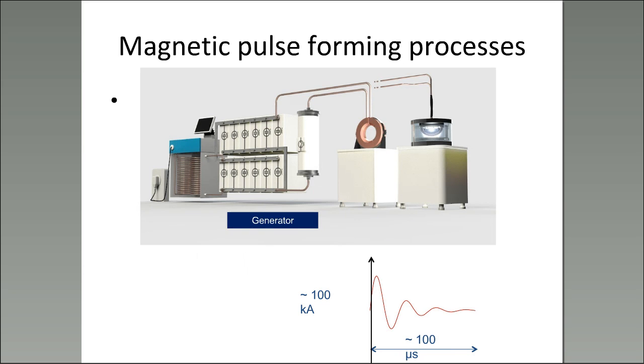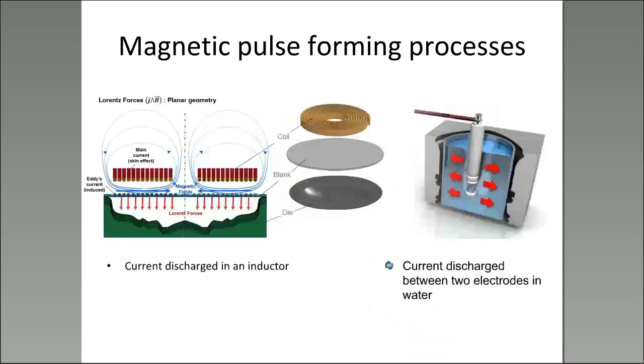You also have magnetic pulse forming processes, and here I show a system of magnetic pulse forming, where you have a generator which is made of several capacities, which you are going to discharge over a very short period of time, the voltage inside the coil. Those processes, as you can see in the bottom of the slide, take place over about 100 microseconds with quite high current intensities.